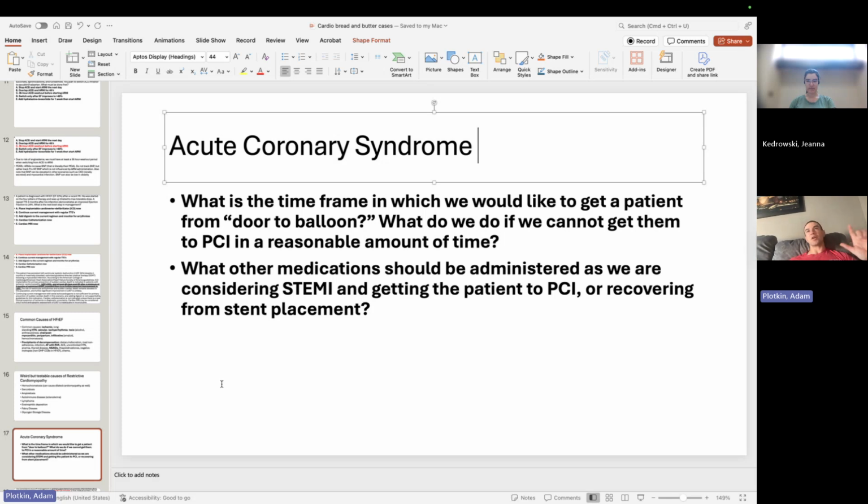Other things we would consider is usually after PCI, sometimes before, but usually after. We'll give them clopidogrel or a P2Y12 inhibitor.